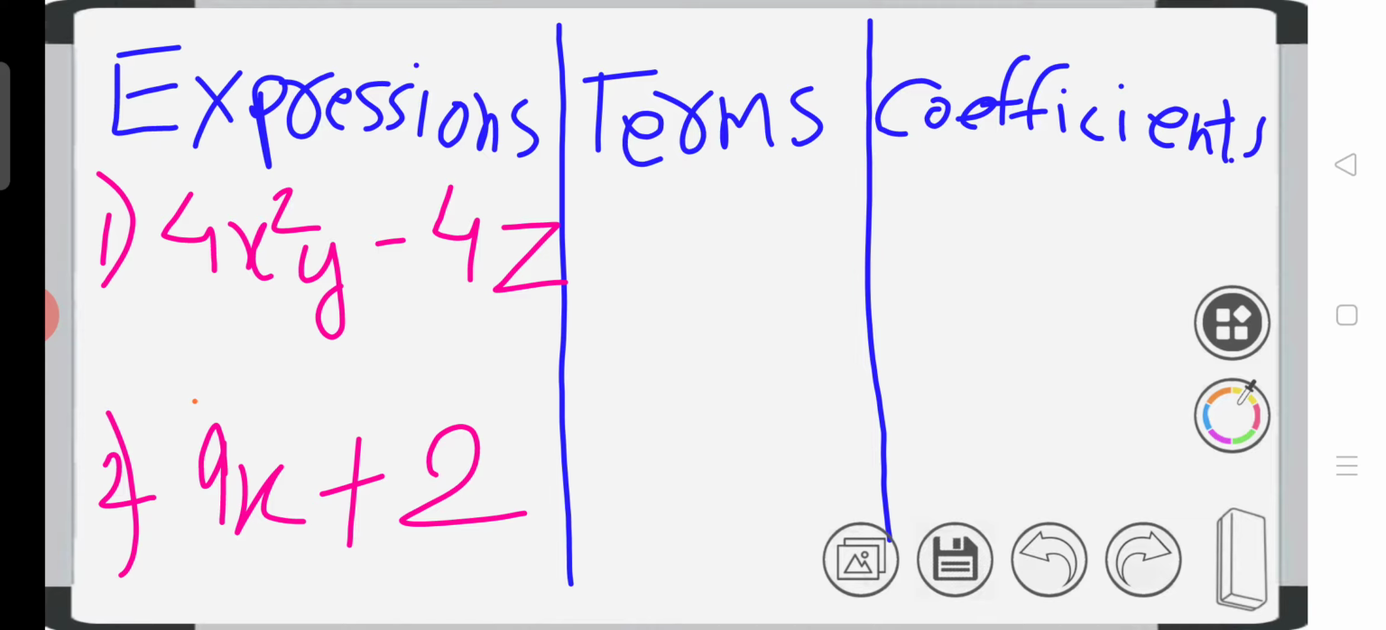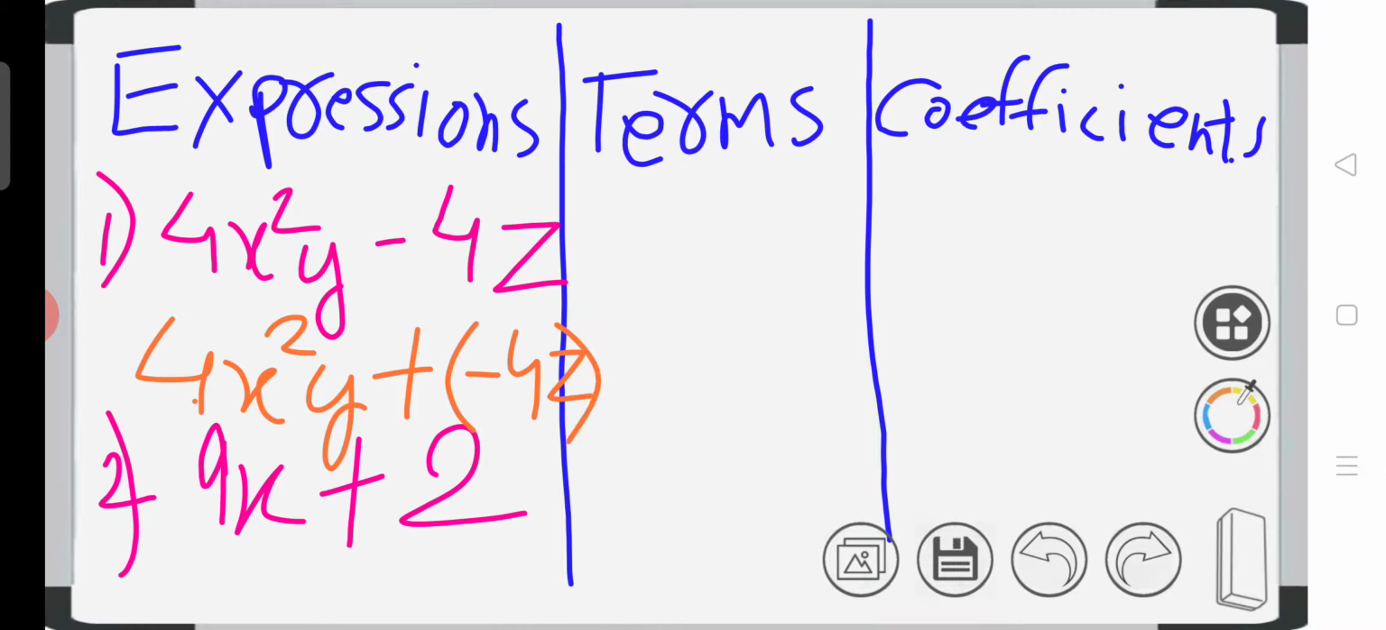As you have learned, terms are the parts of expressions which are separately formed first and then added together. So here you can say that 4x square y was formed separately and then it was added to minus 4z. Now write down the terms. So the terms will be 4x square y and minus 4z.